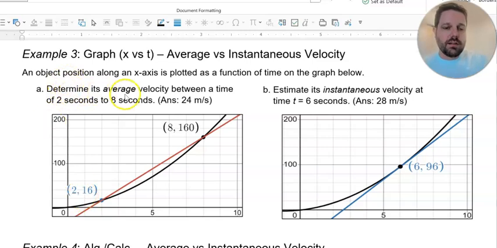We want to determine its average velocity between the time of 2 seconds, which is right here. At 2 seconds, it's located at a position of 16 meters, until a time of 8 seconds, which is over here. And at 8 seconds, it's going to be located at 160 meters.